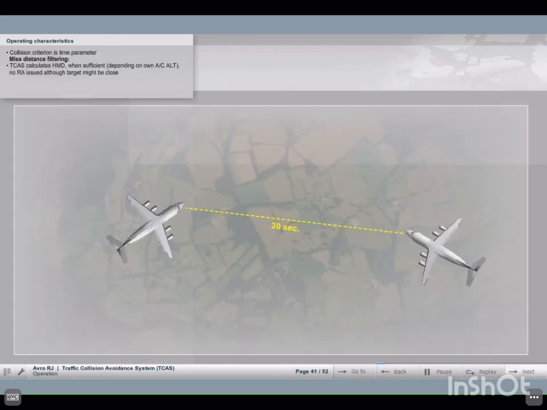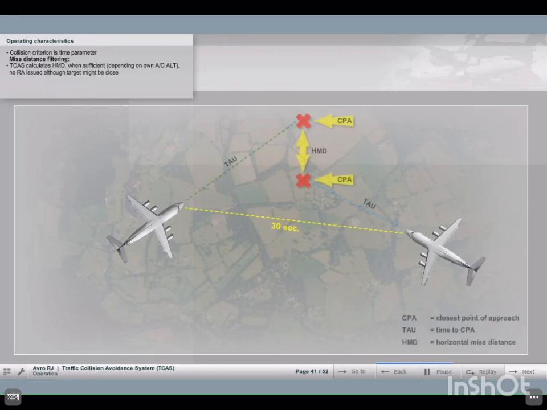As you now should know, the collision criterion is generally a time parameter. Nevertheless, it is possible that Tcas does not issue a resolution advisory, although another target is nearby. This is called missed distance filtering. Tcas computes the horizontal missed distance with another aircraft, HMD. In case the HMD is sufficient, which depends on own aircraft altitude, a resolution advisory will not be triggered.